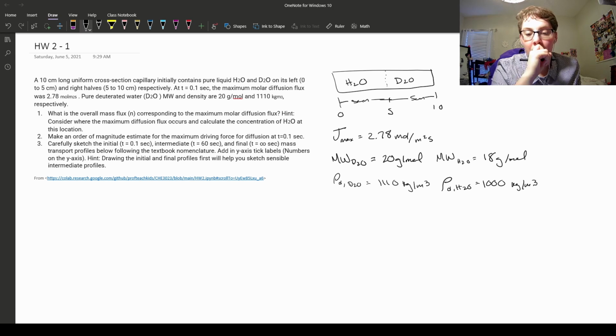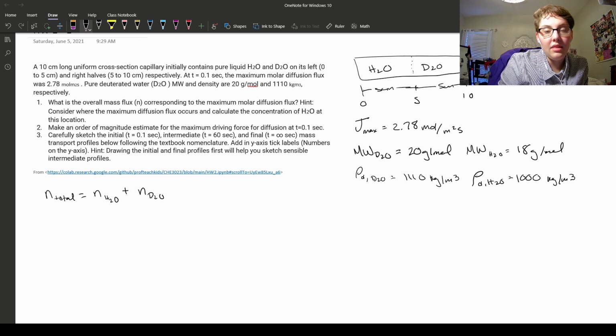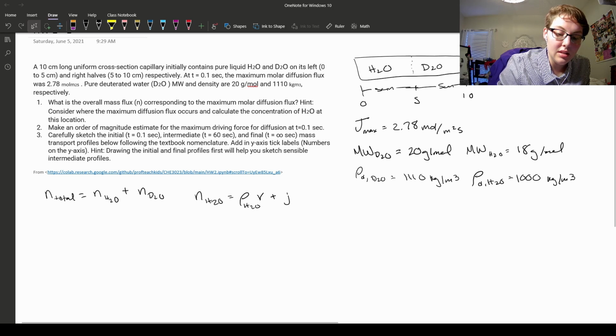So let's begin. We can start out with our first definition. We know that the mass flux of the system is going to be equal to the summation of the 2 mass fluxes. And then we know that the mass flux of any component is equal to the mass concentration of the component times the total mass velocity, plus the mass diffusive flux of that component.